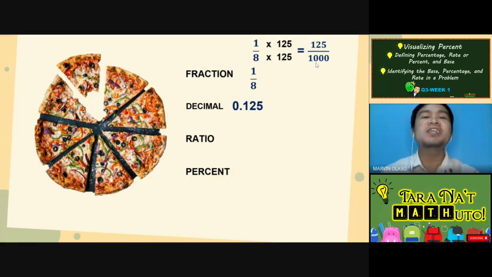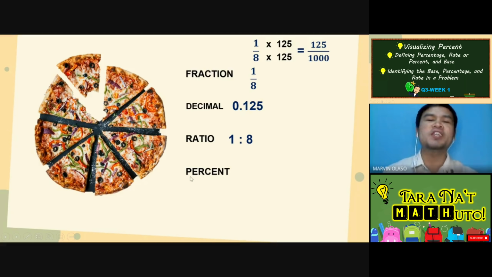So how do we write 125 thousandths in decimal? So we have 0.125 or 125 thousandths. Yes, nakuha ba? Now, for the ratio form, it's very easy. Look at the fraction form, then change it to column form. So we have 1 is to 8.